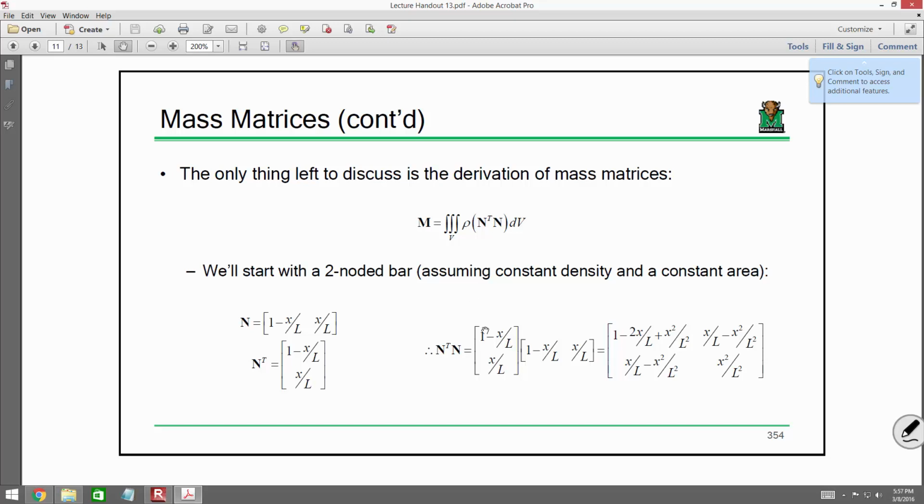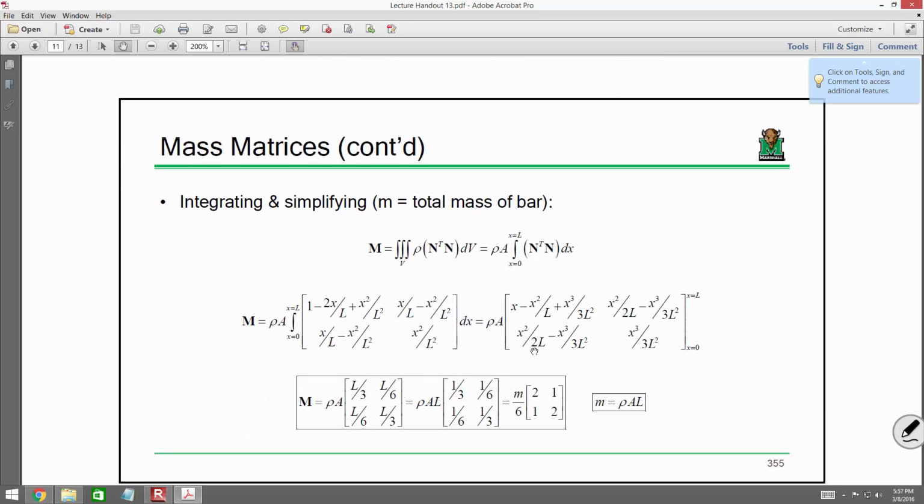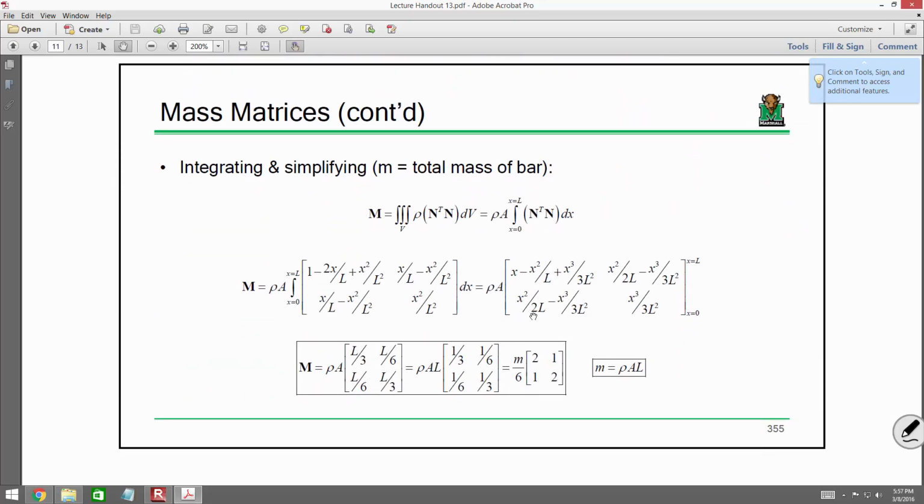Now if I take that and I then integrate, let's walk through this. I'm integrating over the volume, but I'm assuming constant area. So really, I just need to integrate this with respect to x. This n transpose times n, I'm integrating each of these terms, right?